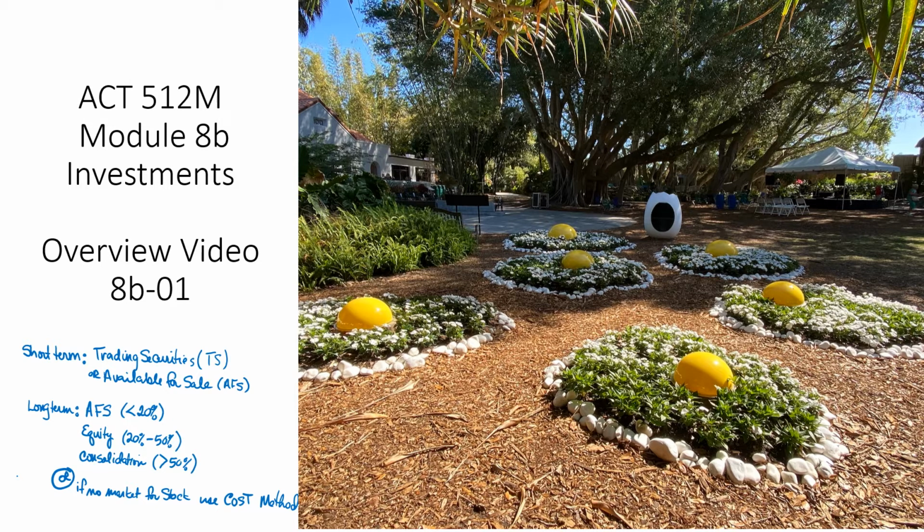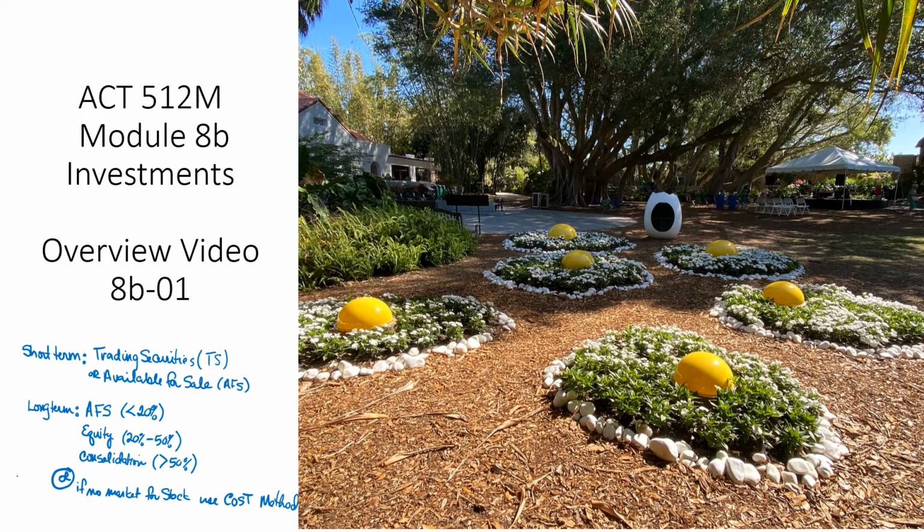We're also going to be talking about long-term investments, and there's three buckets. There's available for sale securities, yes, just like what you heard for short-term. Those are treated the same way as available for sale short-term securities. It's just you own less than 20% of the outstanding shares of stock, and you classify them as a long-term investment, meaning you're going to hold them for more than a year. If you own between 20% and 50% of the outstanding shares of stock, you use the equity method, also known as one-line consolidation, and we'll cover that as well.